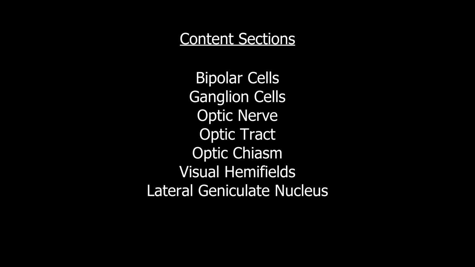We'll talk about that. We'll also talk about how the information from the ganglion cells is transmitted out of the back of the retina via the optic nerve and then the optic tract. We'll talk about the optic chiasm and how the crossing over of information from the different visual hemifields occurs there.